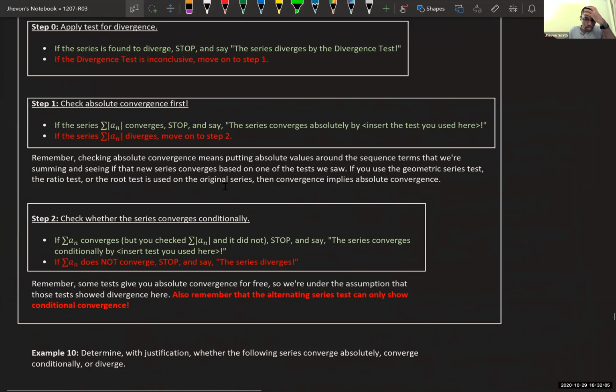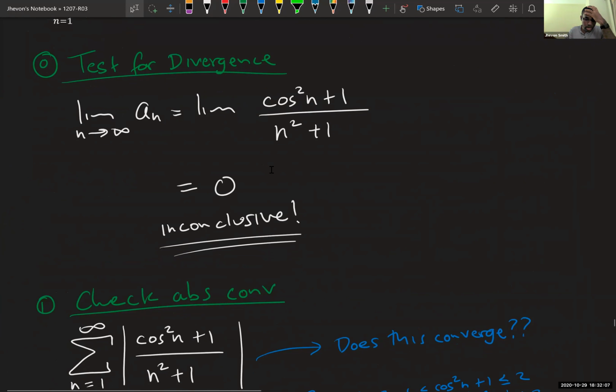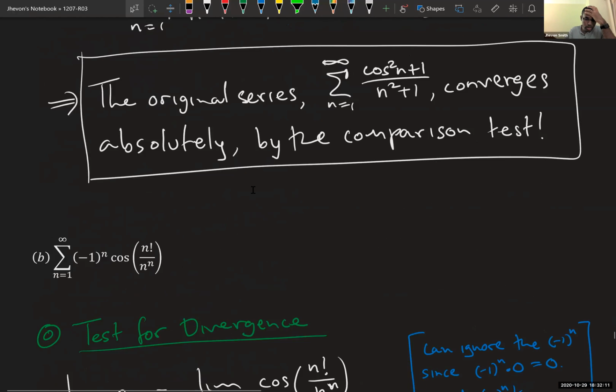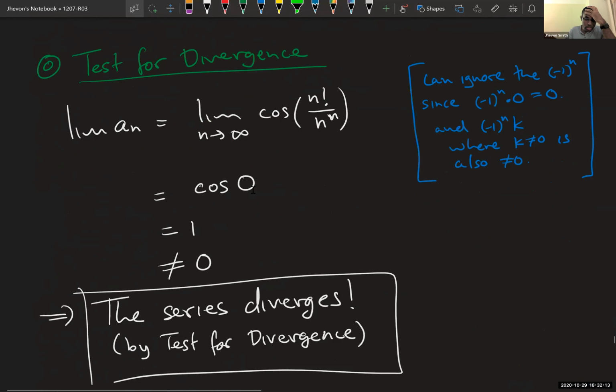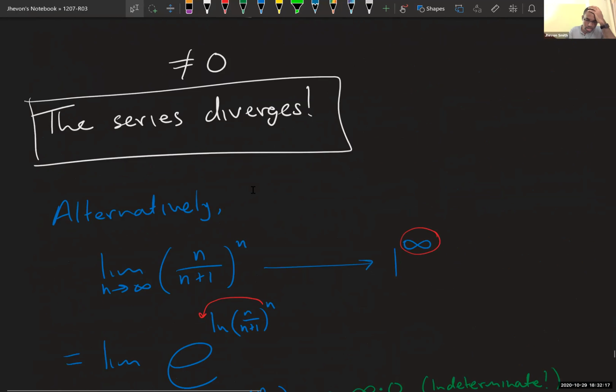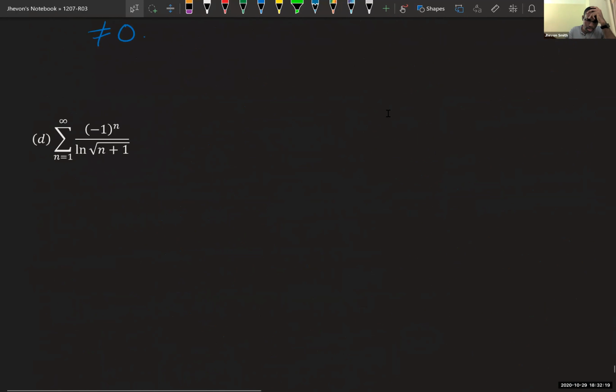So far, for the first one, we had absolute convergence where the test for divergence was inconclusive. Here we had the test for divergence tell us it diverged right away. Here, the test for divergence tells us it diverged right away. Let's see what we have here. So here's another one.